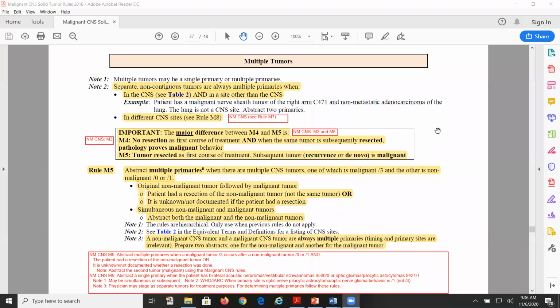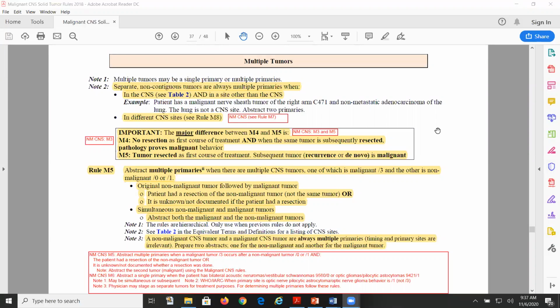Simultaneous non-malignant and malignant tumors, you would abstract both the malignant and the non-malignant tumors. A non-malignant CNS tumor and a malignant CNS tumor are always multiple primaries. Timing and primary sites are irrelevant. You will prepare 2 abstracts.